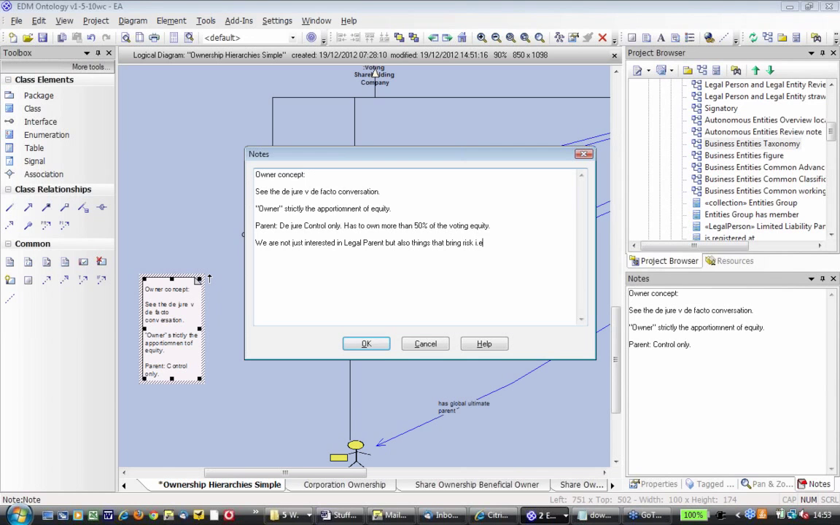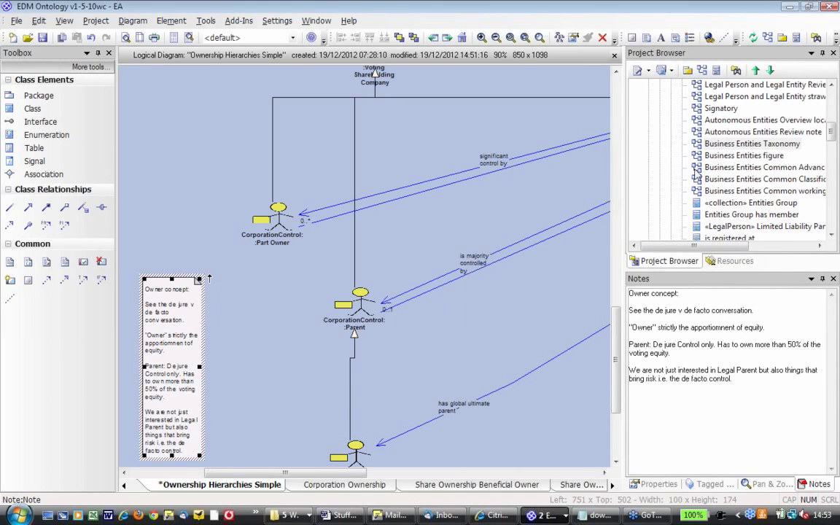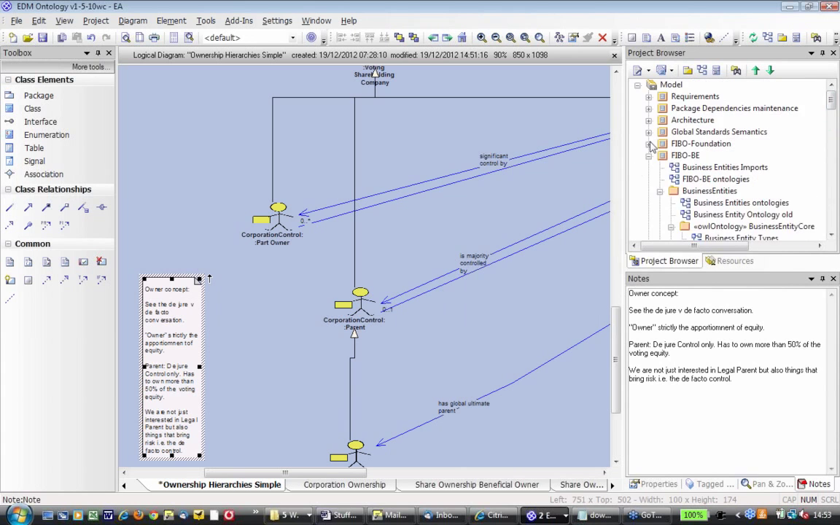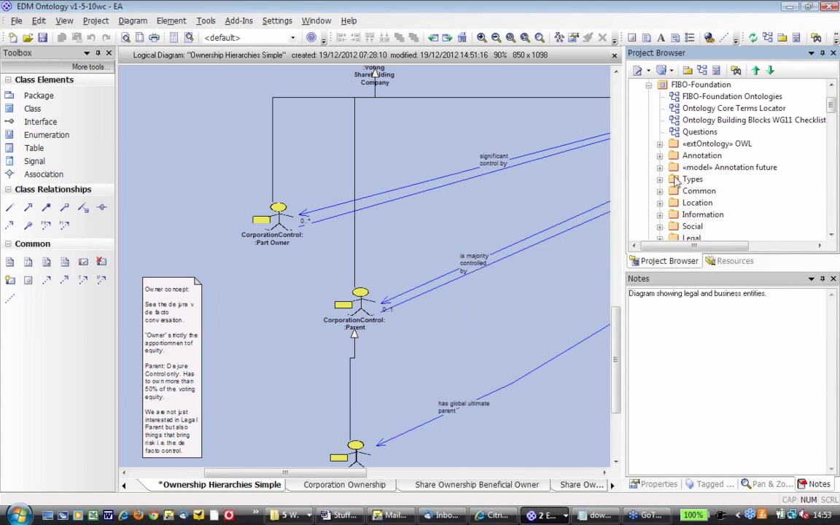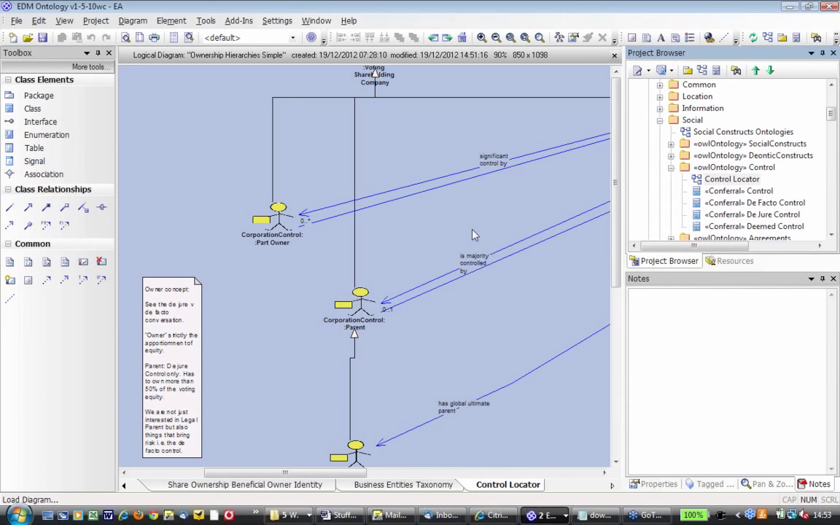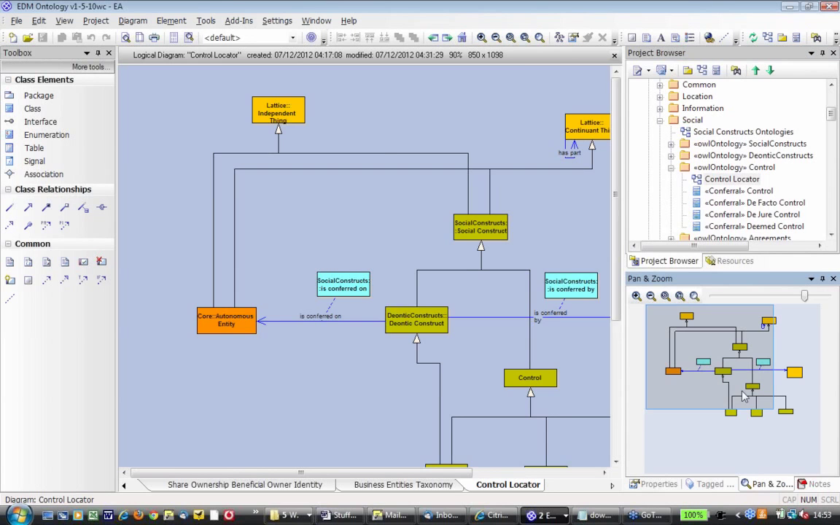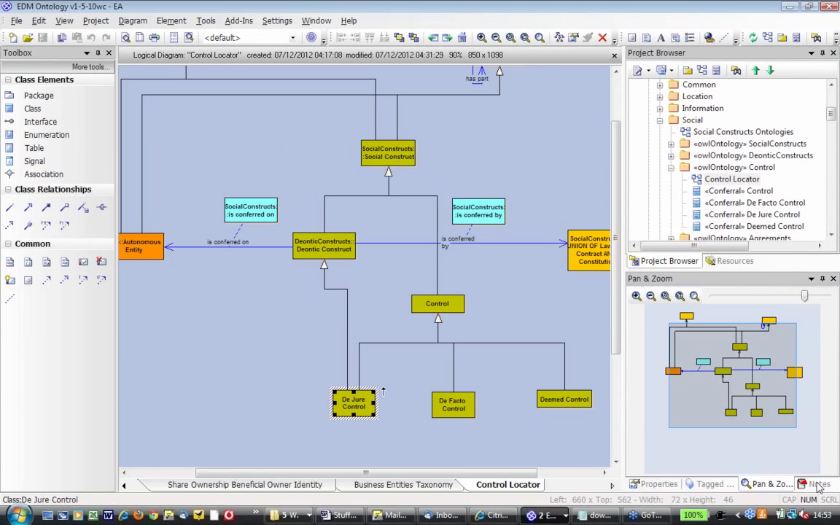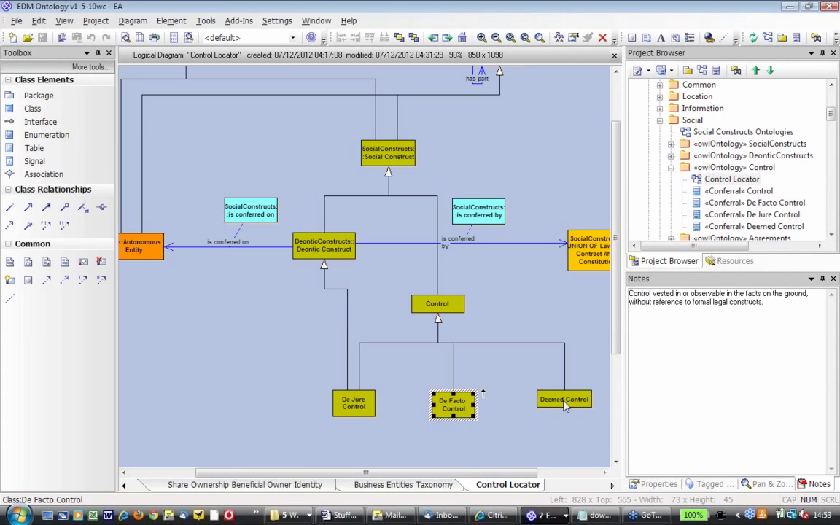Yes. But in the world of financial services, we're not just interested in legal parents, we're also interested in what I might very loosely call risk parents, who may not own 51% of the voting stock of a company, but have effective day-to-day control over it, and therefore make decisions which influence the financial stability and everything else to do with that company. That's right. Yep. So somewhere we've modelled those three kinds of, we've actually voted them to being social constructs of some sort. I'm going to find them now, of course.